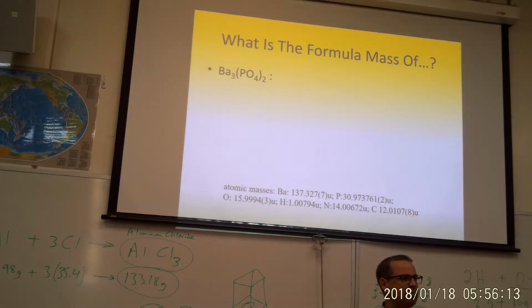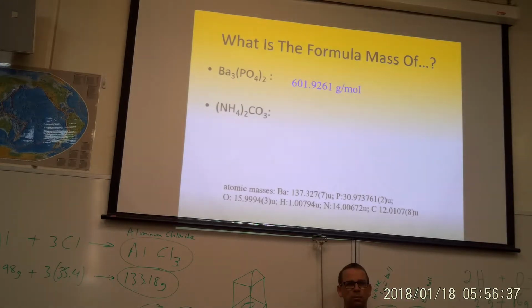Anybody get an answer for this one? What's that? Oh, good. 601.9. Very good. So we added up all the different elements as mass, and that told us how many grams we need to weigh out to get 1 mole of that material. How about this compound? What's the name of this compound? What's that? Ammonium carbonate. Very good. You got to take these things seriously, guys. You're going to be in situations where you have to know the names of these compounds.